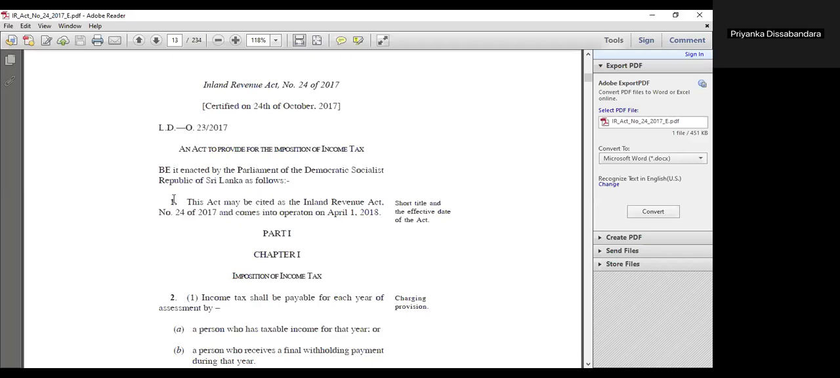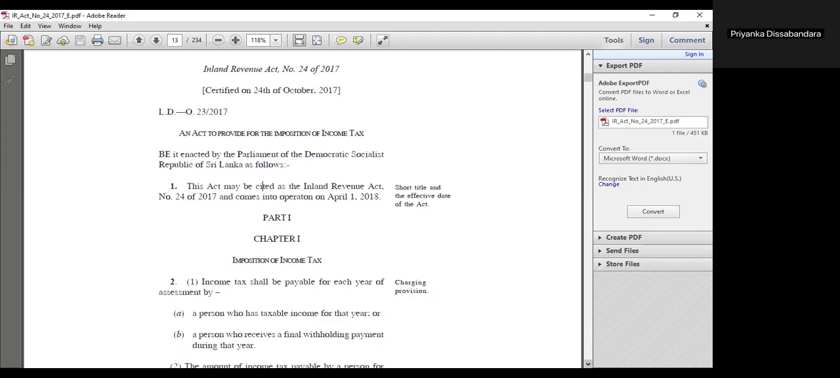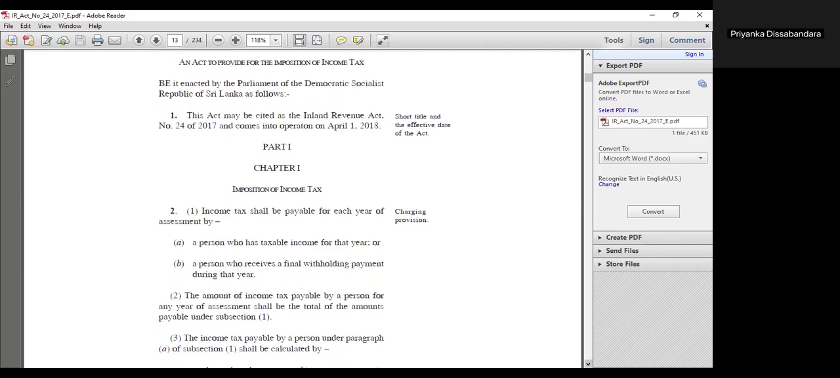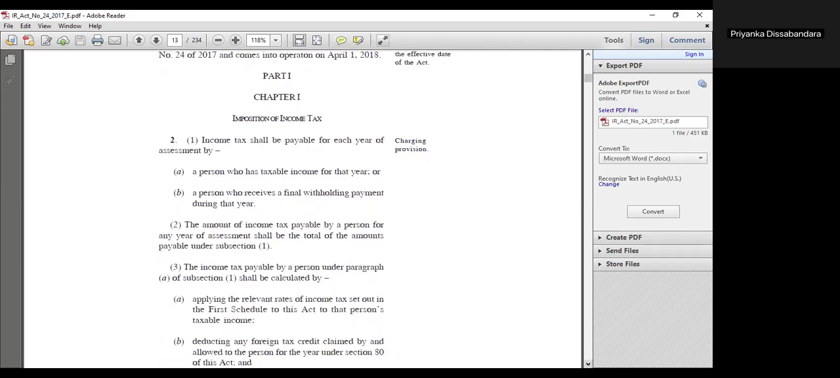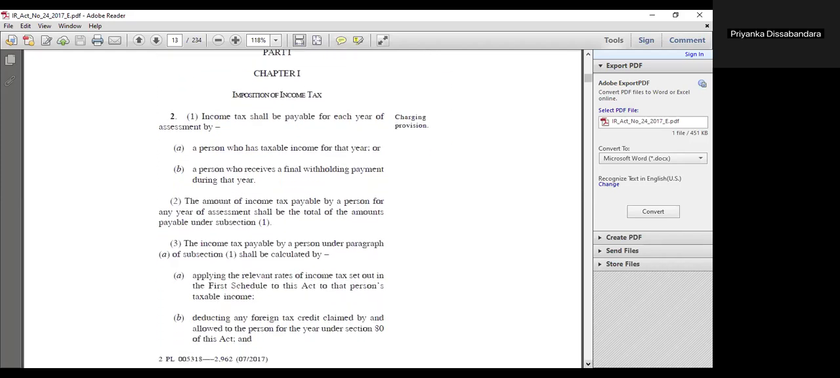So this is the section, big 1, big 2. Here is part 1, and this act has 2 parts. Part 1 is for the computation and part 2 is for administration. Then we have chapters and this is the name. So this is the charging provision. I think you can remember I have explained it in my slides. So this is the charging provision.